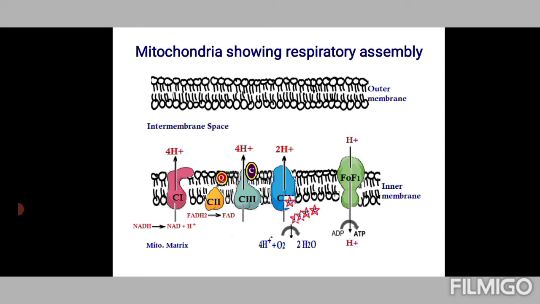Thus far, what we discussed in the previous lecture was the flow of electrons from NADH to oxygen, which is an exergonic process. But now what we are going to consider is how this process is coupled to the synthesis of ATP, which is actually an endergonic process.